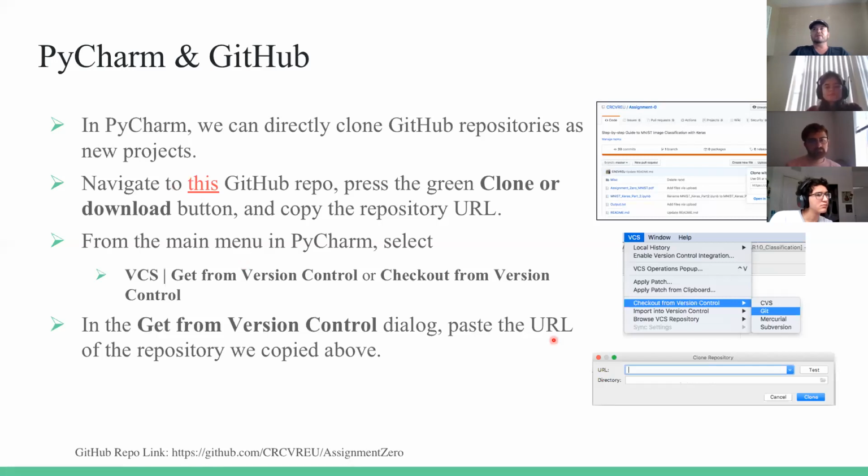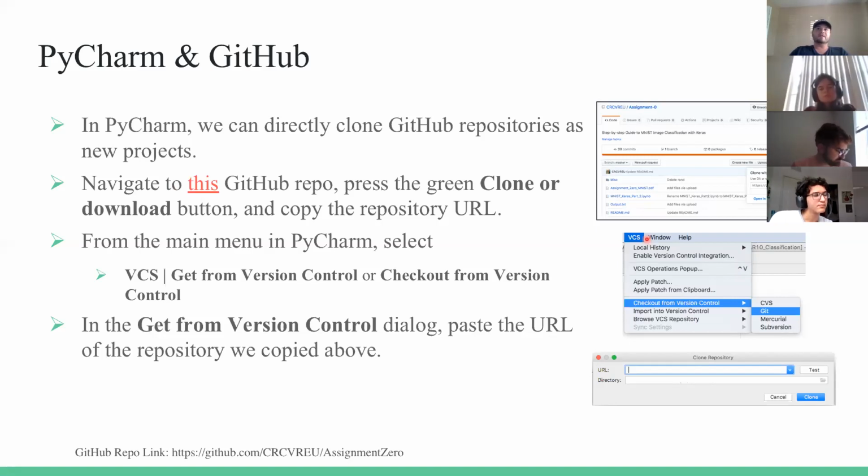You're going to come over here to this green button and hit clone or download. The point is that you want to copy the URL for this repository. So you'll copy that URL, and then you'll open PyCharm again. Inside of PyCharm, in your file edit menu bar, you should have something that says VCS, version control system.